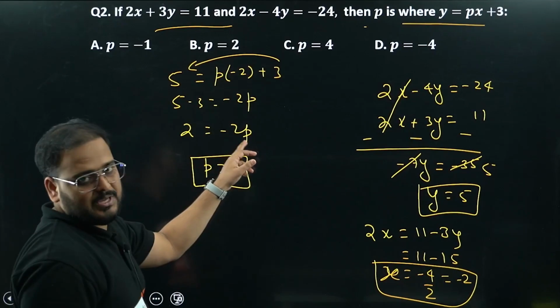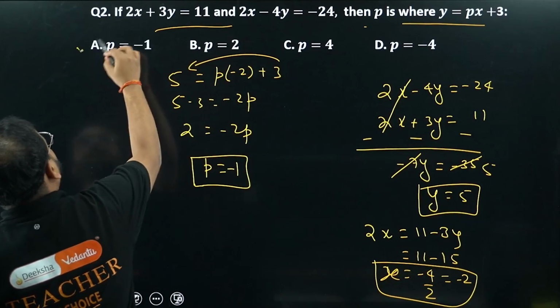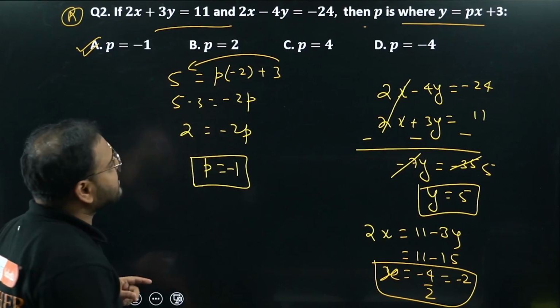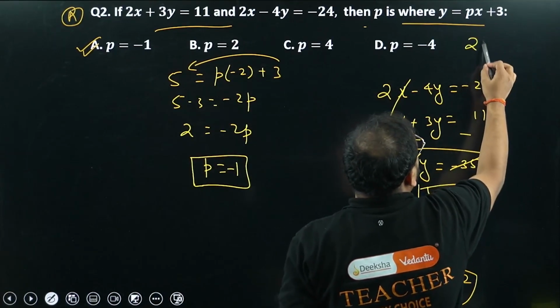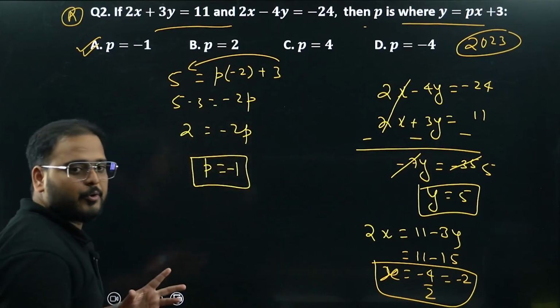2 equals to minus 2, p. Means p has to be minus 1 to make it positive side, okay. So answer is A. Good question, okay. I think this was asked in PYQ also, 2023 I think. Please cross check, but I think this was asked in your boards. So a very good question.